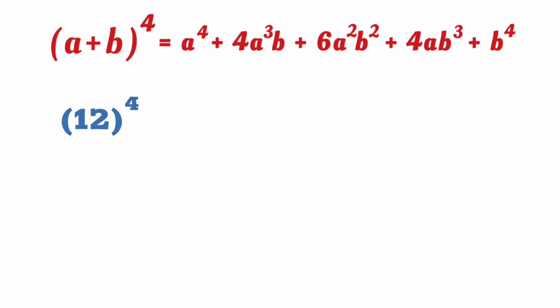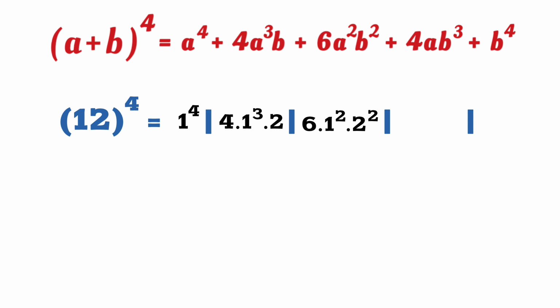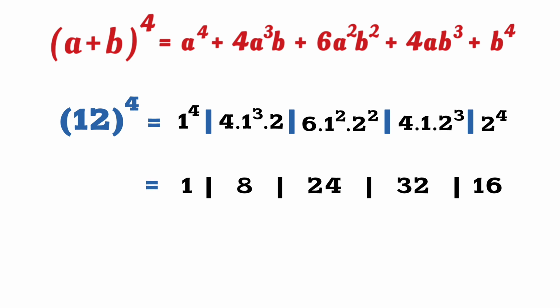To calculate for 12 raised to the power 4, treat 1 as A and 2 as B. Draw 4 lines. In the first box, write 1 raised to the power 4. In the second, 4 into 1 cube into 2. Third, 6 into 1 square into 2 square. Next, 4 into 1 into 2 cube. And finally 2 raised to the power 4. This becomes 1, 8, 24, 32, 16.